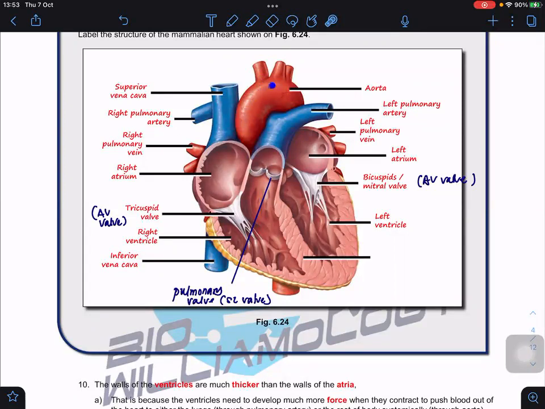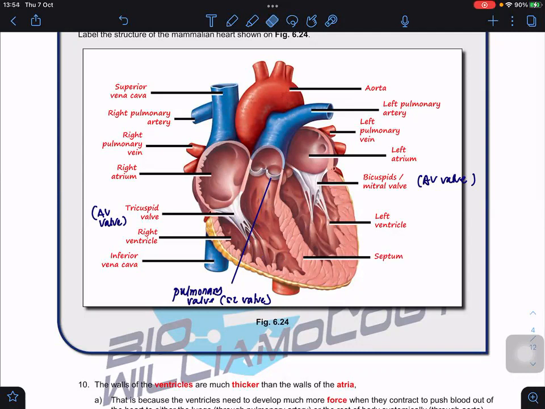So the aorta is the only one we call an elastic artery. The rest will be muscular arteries. The structure that separates our left ventricle from the right ventricle is termed the septum.